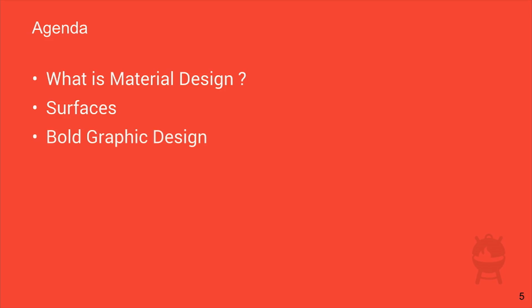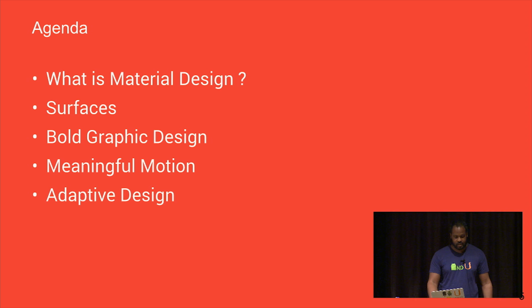So what I'm going to talk about is obviously material design, and then go over the different components of material design: surfaces, bold graphic design, meaningful motion, and adaptive design. Now those last two, because they build a lot on the APIs that came before material design, before Android Lollipop, will be kind of a shorter summary.